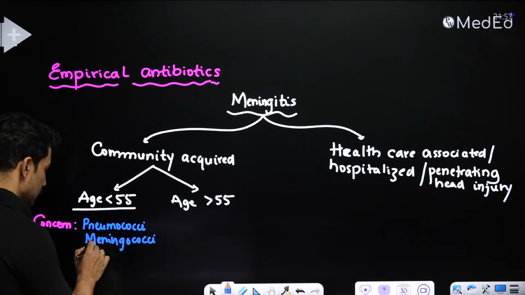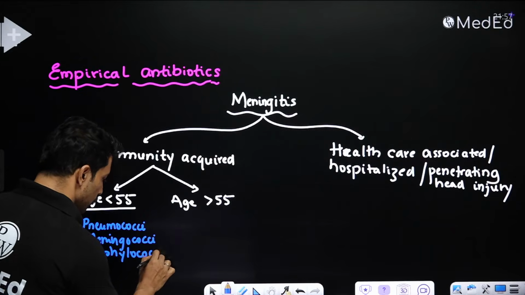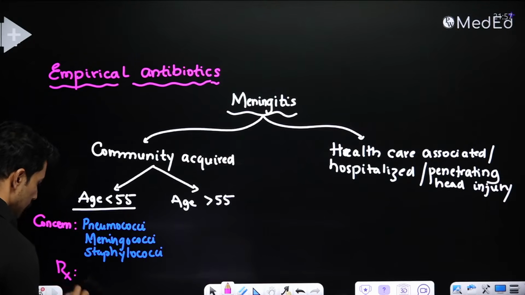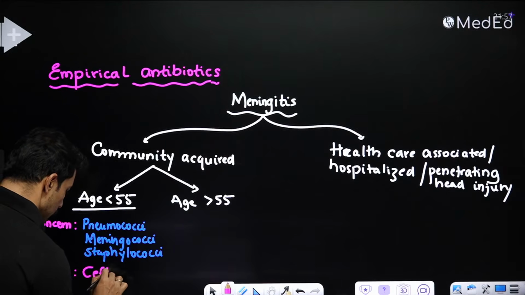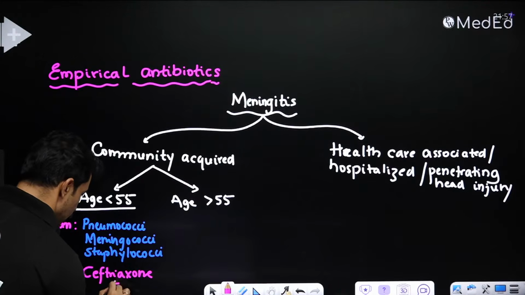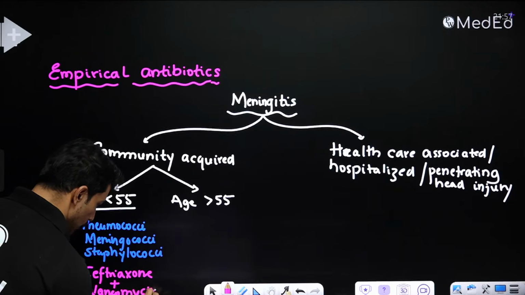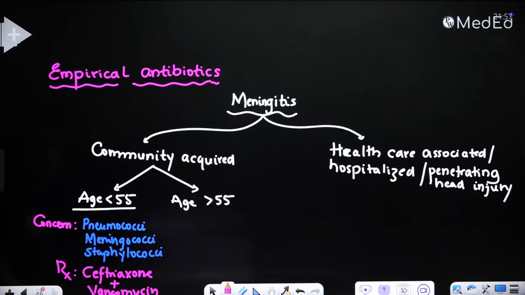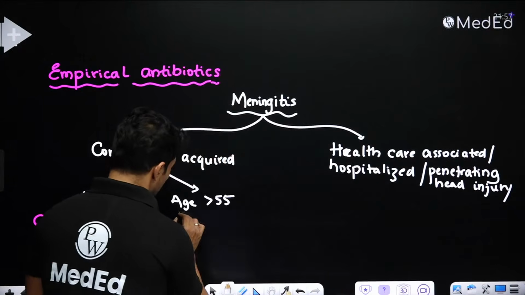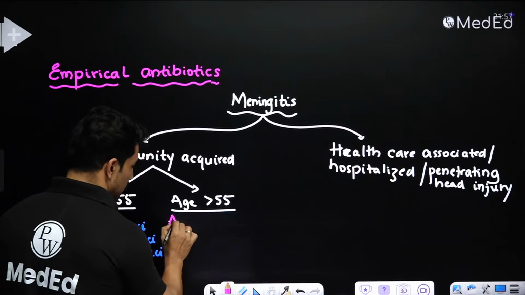And the third most common is staphylococci. For that we need vancomycin. So that's why for most community acquired meningitis patients, our treatment is going to be a combination of ceftriaxone, which is a 3rd generation cephalosporin, which will take care of pneumococci and meningococci, and I would require vancomycin to take care of the staphylococci. But once we talk about an individual aged more than 55 years, we have an additional concern. What is that additional concern which was not there in individuals aged less than 55 years?